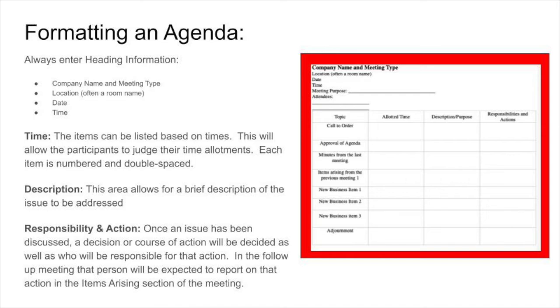And you're going to see, here are the topics: call to order, approval of agenda, minutes from last meeting, item 1, 2, 3, 4, and so on, and the adjournment. That's very similar to what the town offered up, okay?